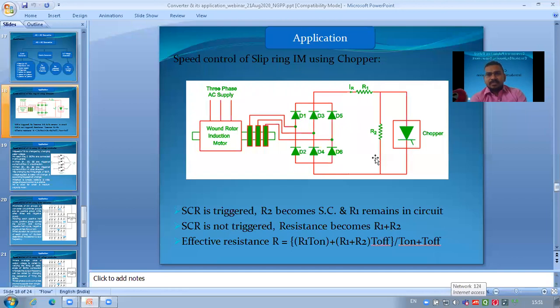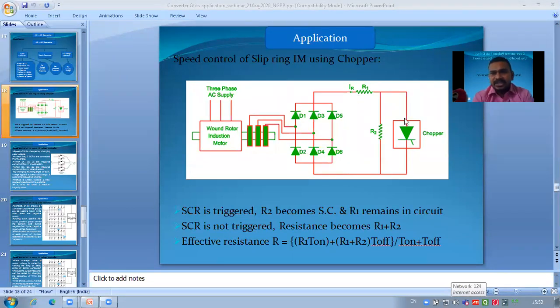Suppose we assume that this SCR is not triggered, that is the turn off time period, or T off time period. During this turn off time period, we are not triggering this thyristor. At that time the R1 and R2 resistances are connected in series.